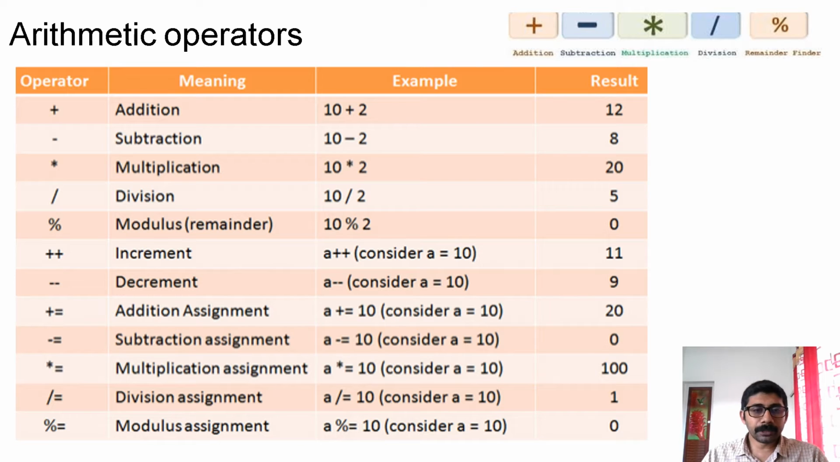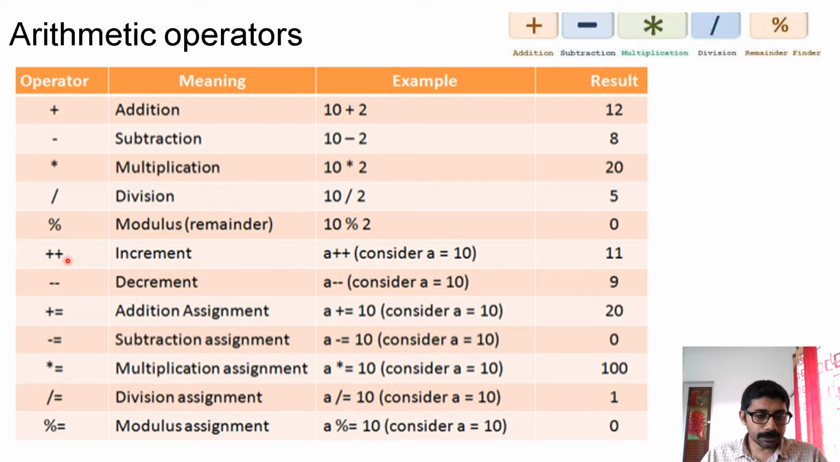Let us learn the arithmetic operators in Java. Like C programming, here also we are using 5 different symbols as the arithmetic operators: plus is for addition, minus is for subtraction, star is for multiplication, this is division operator, then modulus operator, that is percentage symbol. So these are the 5 direct arithmetic operators.